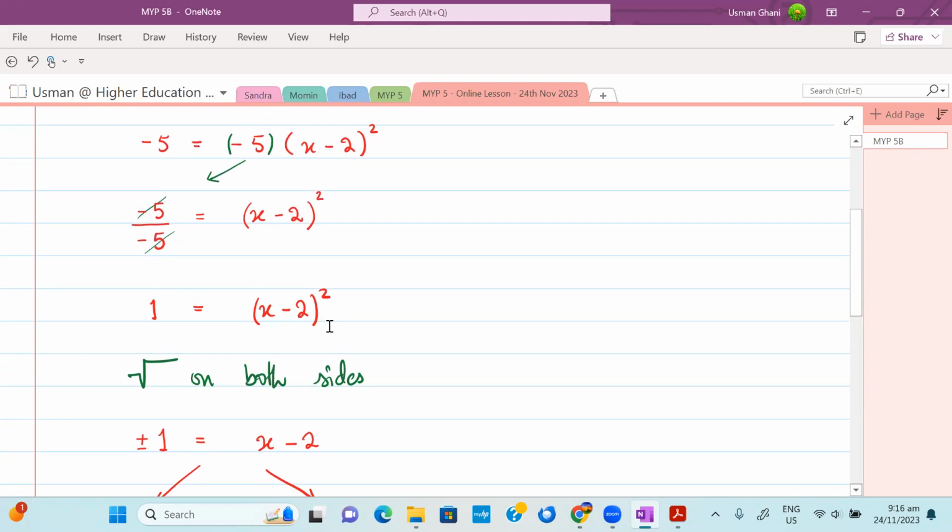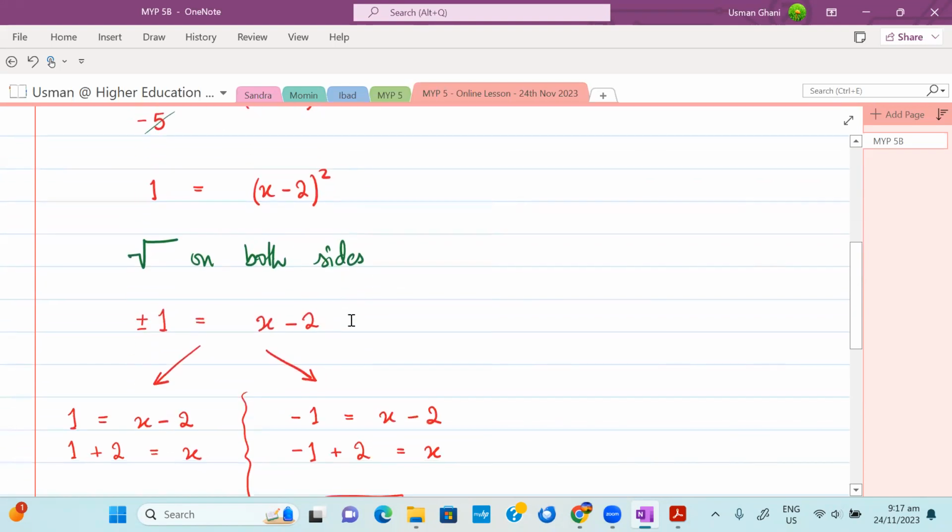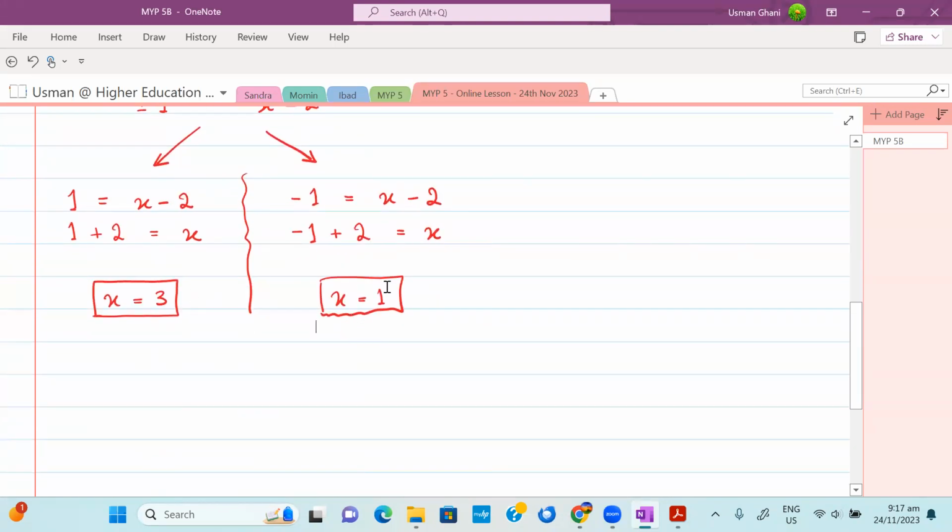Well, in order to free the x from this square bracket and find it eventually, you need to take the square root on both sides. But when do you do that exactly? When you just have a square bracket on one side and everything else, meaning the number, on the other side. Only then are you allowed to do so. So this is once again a revision of MYP4.